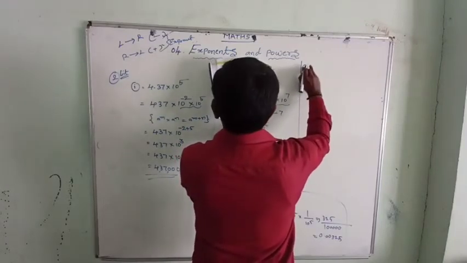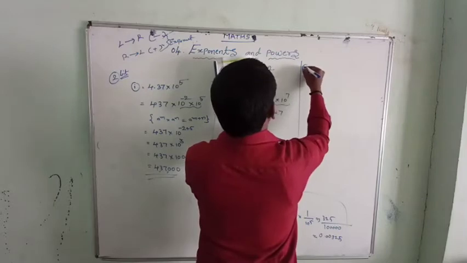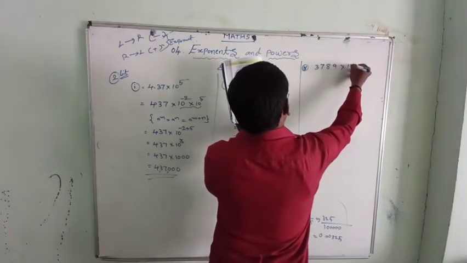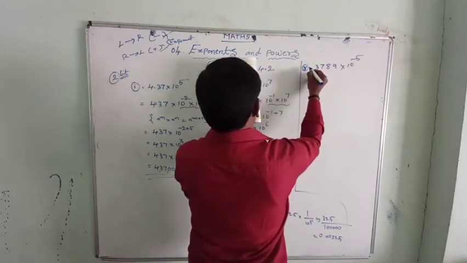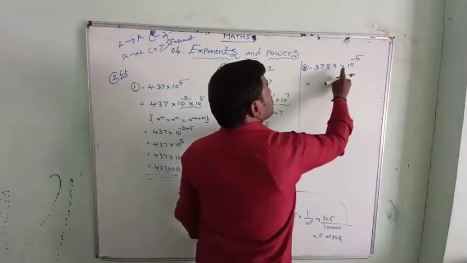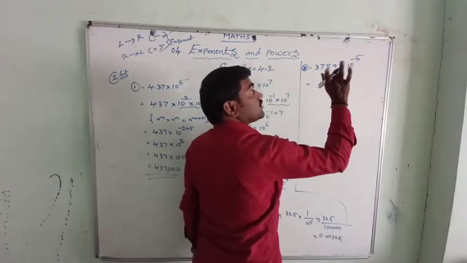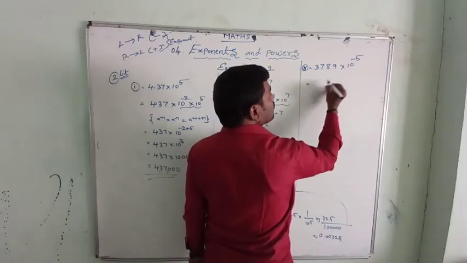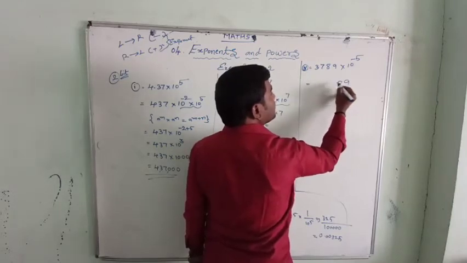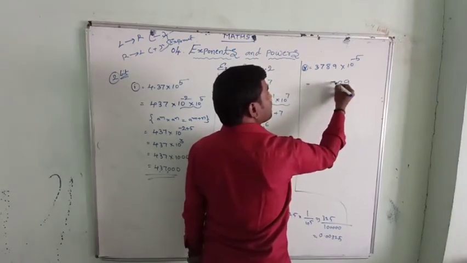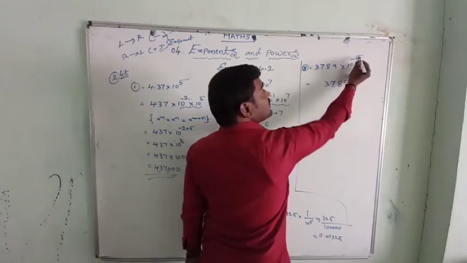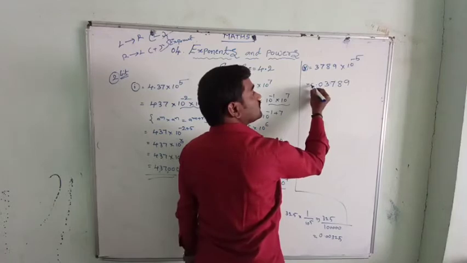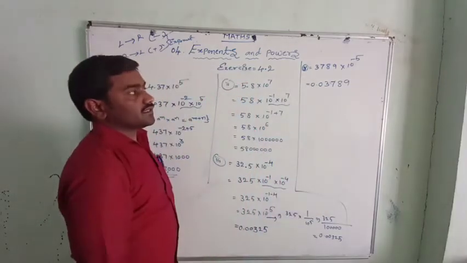Now next I will go for the fifth one. 3, 7, 8, 9 into 10 to the power of minus 5. See that there should be a 5-digit answer, there should be a decimal. So here, 1, 2, 3, 4, here 9, 8, 7, 3, 5 digits after, there should be a decimal. So 0, 1, 2, 3, 4 after 0. Simple. Is it clear now?